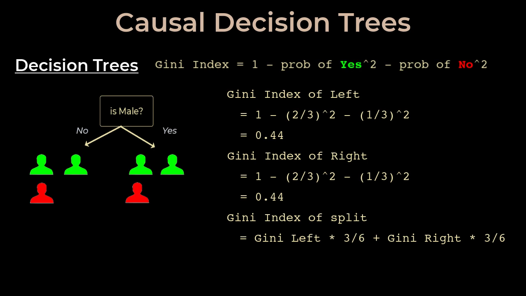And here, the weight of the left node is going to be 3 on 6, because there were 6 total participants, 3 of which went to the left node. And the same argument is made for the right node. There were 6 participants, 3 of which went to the right node. And substituting these values and taking the weighted average, we get the final Gini index as 0.44.